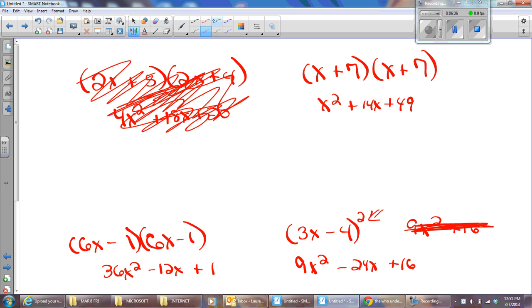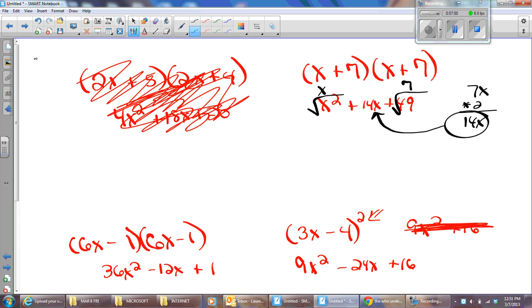But check this out. What kind of number is x squared? Well, it's a perfect square, isn't it? What kind of number is 49? Perfect square, right? What's 7 times x? 7x. Double that. Do you get 14x? Look at that. 14x matches in the middle. Let's see if that happens again.